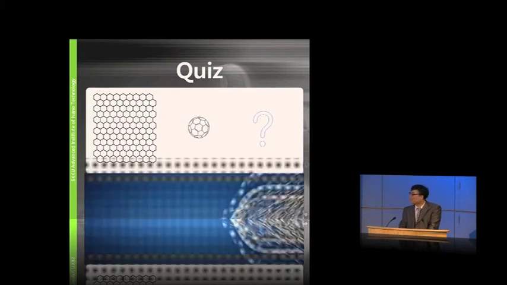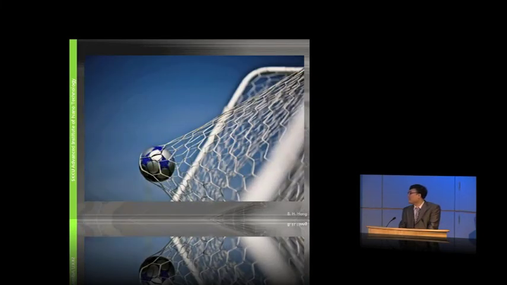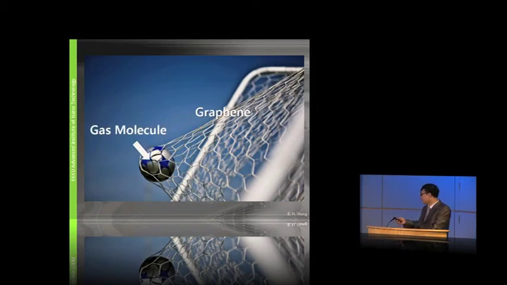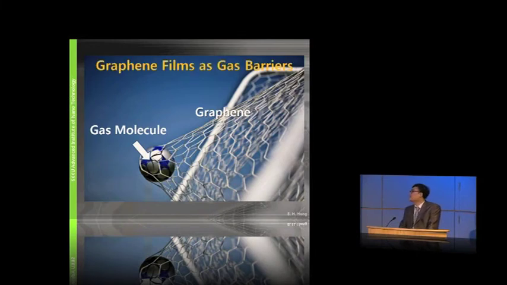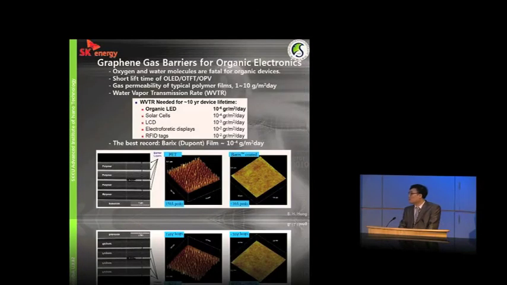Probably the most you can expect is carbon nanotube or something like that. But actually, I asked the same question to my daughter, and it was like this. The reason I am showing this one: if you assume this gold LED is graphene, the size of most gas molecules is as large as this football, so you can use graphene as gas barriers.